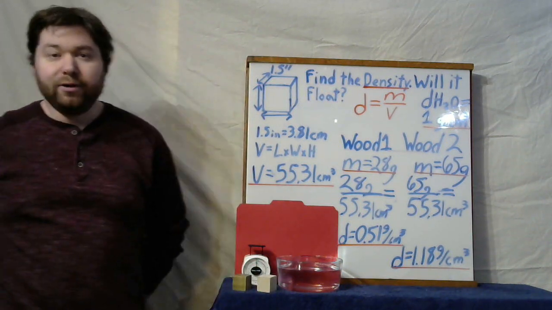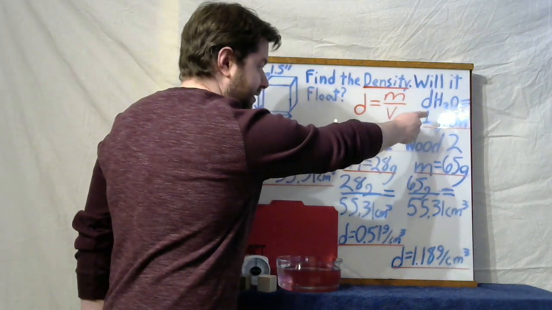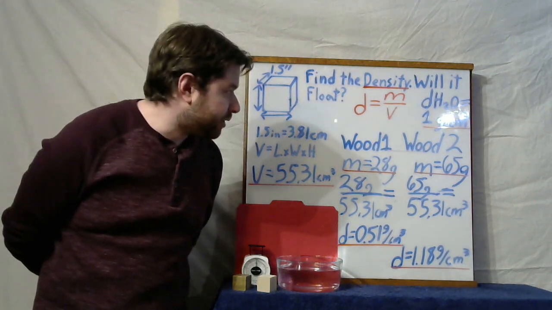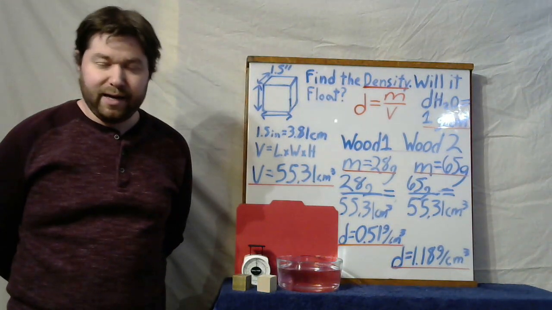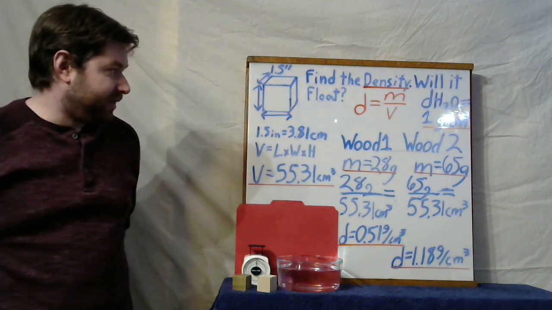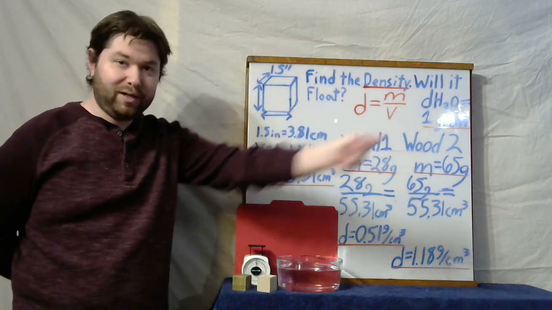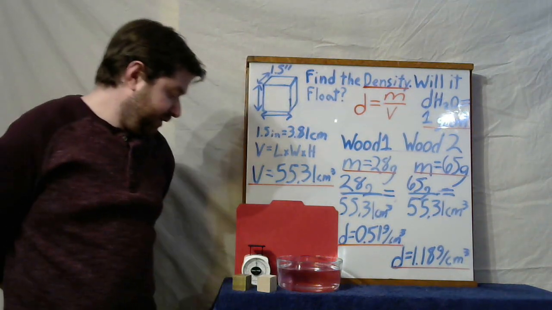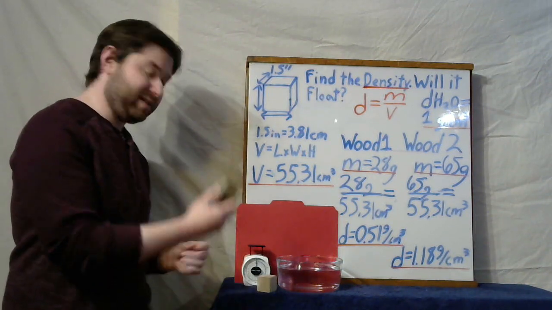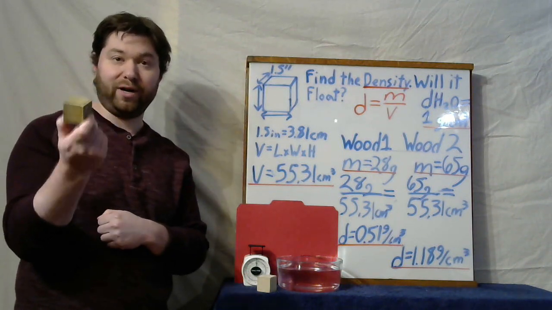We're going to be comparing those densities to the density of water, which here we see is 1 gram per centimeter cubed. That is a fairly standard unit of measurement for density. And you can see how we get that because it is just a unit of mass over a unit of volume. And the cube is very easy to get the volume of because it's the same on all three sides. And these are 1.5 inches by 1.5 inches.